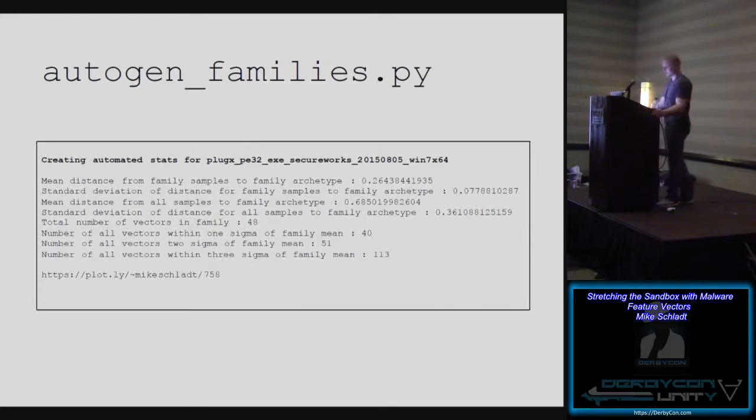So the output of AutoGen families is it kind of just gives you some stats on each of the labels. The labels look something like this: plugx, PE32, EXE, got it from SecureWorks on 2015-08-05, and it ran it through Windows 7 x64. That's kind of like the unique identifier for this family. And then it tells you some stats about that family that it created.